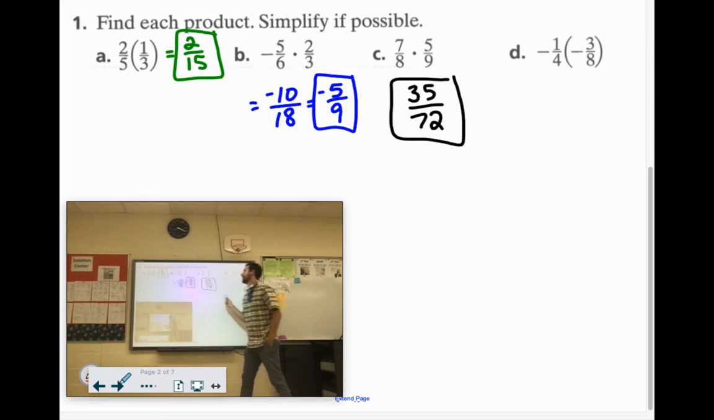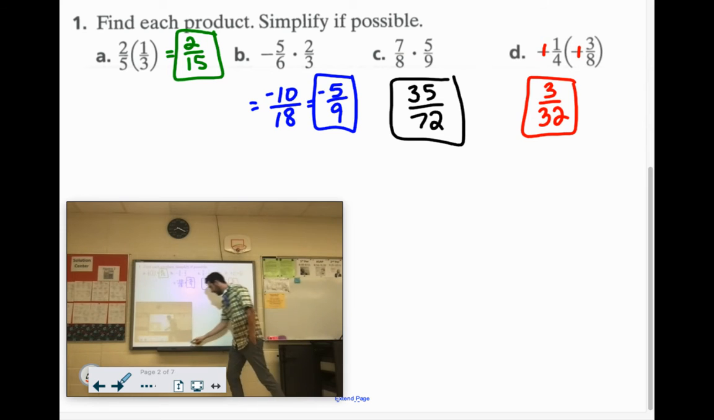And here you have a negative times negative. That's just going to change to positive, right? Negative times negative is positive. 1 times 3 is 3. 4 times 8 is 32. Can't simplify anymore.